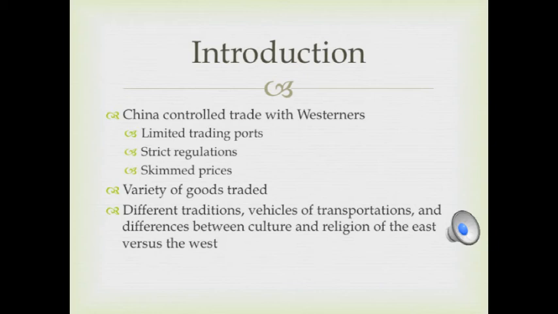During the late 18th century, early 19th century, the Chinese controlled trade with Westerners, the Westerners being Western European powers and the United States. They limited trade to a few ports that were strictly regulated and where prices were often skimmed off the top. DeBerry, page 94.